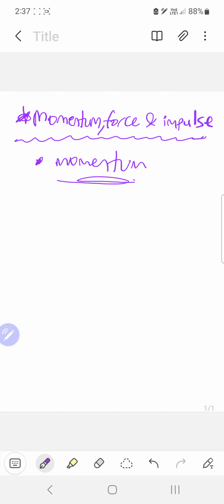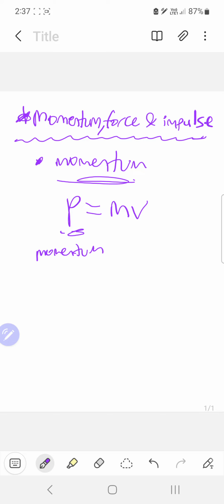Now, momentum in layman's terms, it's a simple concept to picture. It's basically how difficult it is to stop something in motion. And mathematically, it's a straightforward formula. It's just P equals mv. The P is momentum.